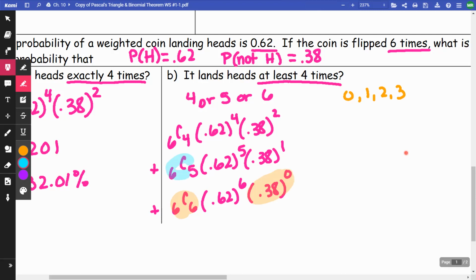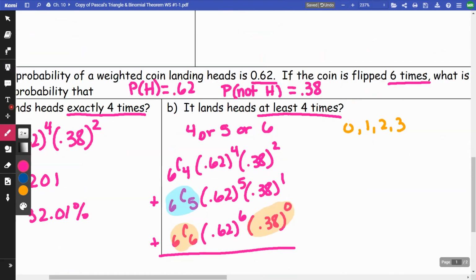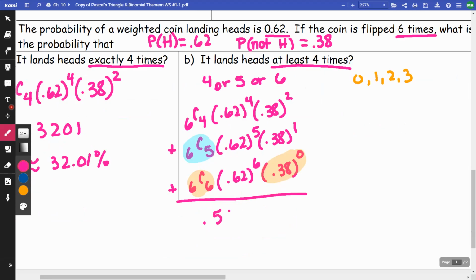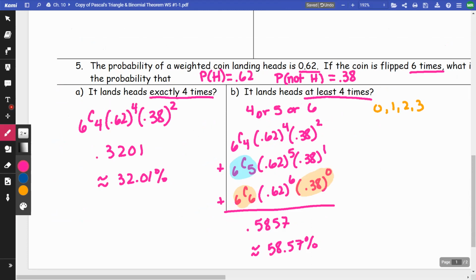You might remember that this is the same as 6 choose 1, and 6 choose 1 is a 6. But again, I can just put that into my calculator. So I'm going to put all of this into my calculator and see what I end up getting. When I put all that in, I ended up with 0.5857, so about 58.57%. Hopefully this helped you out if you were having some difficulty with these problems.